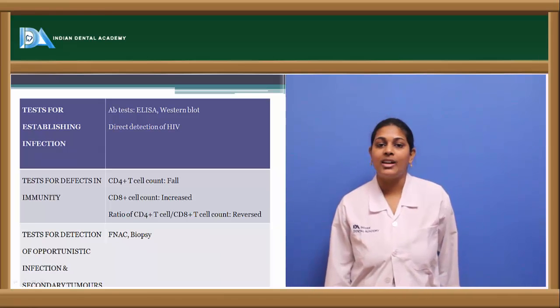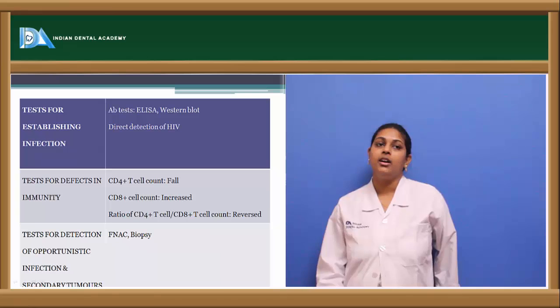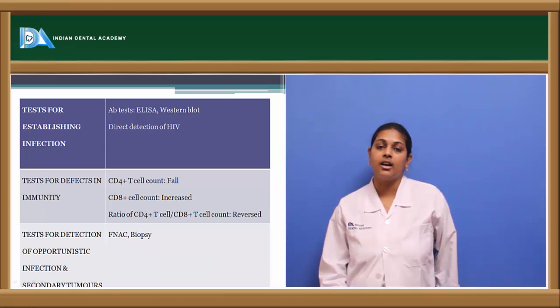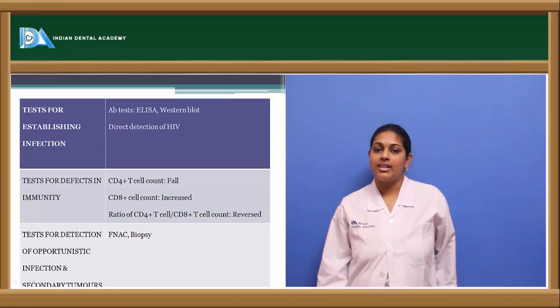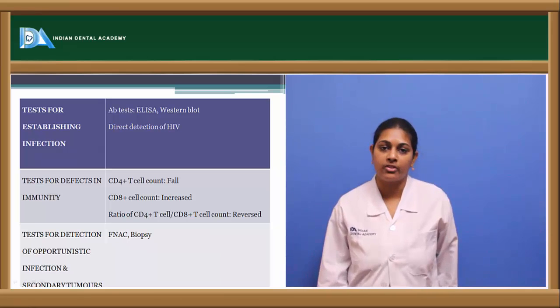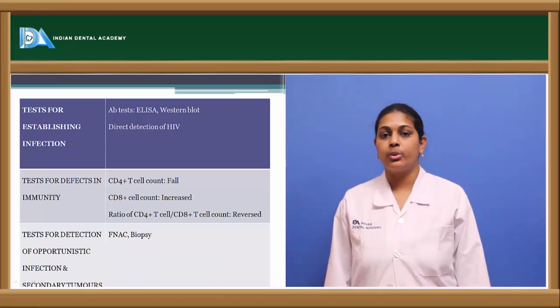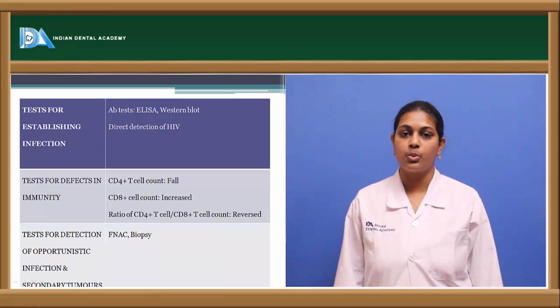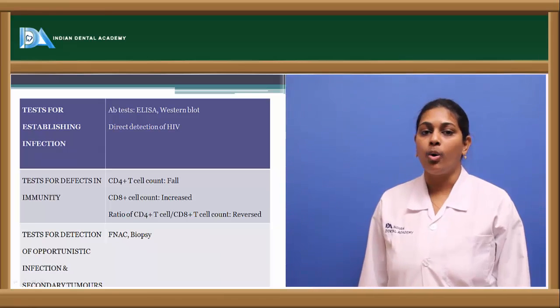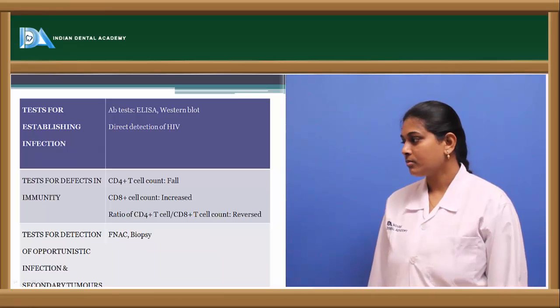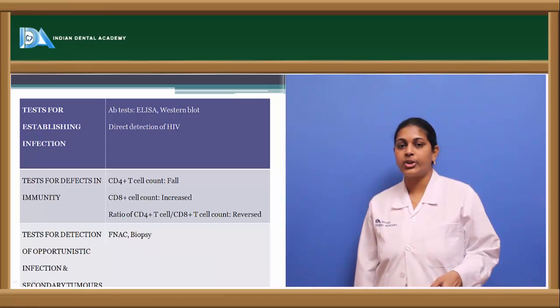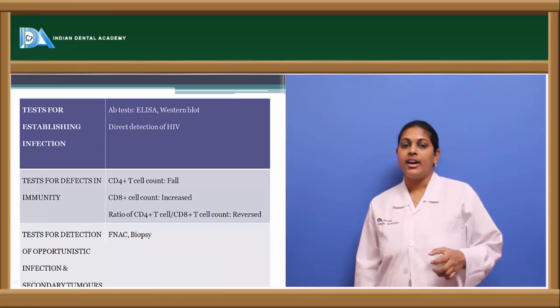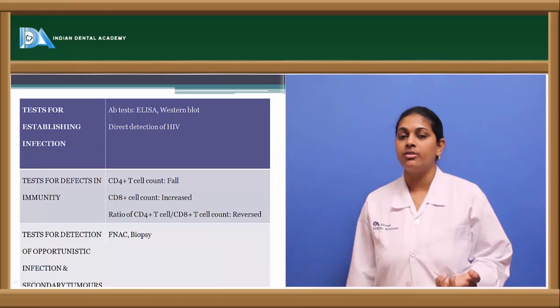And the other test, once the patient has been confirmed, is the direct detection of the HIV. That is, the virus can be detected by culture, taking it from the body fluids of the patient, or otherwise the P24 antigen can also be recognized, which is a major component of the viral RNA. Once the patient is established to have an HIV infection, then further detection for immunity is done.